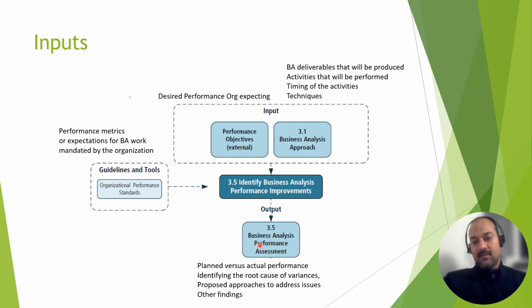And what does this output include? It includes the planned versus actual performance to identify the difference. Whatever difference has been identified, we try to identify the root cause of that variance. What is the issue that caused this variance? Then we propose an approach to address that issue. And along with this, we have other findings out of the business analysis performance assessment.